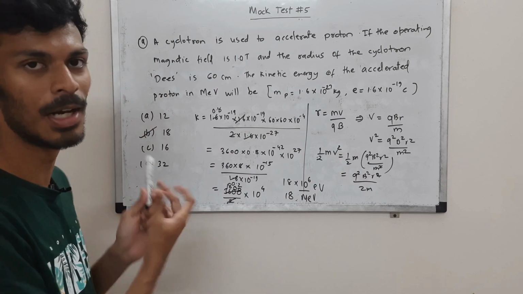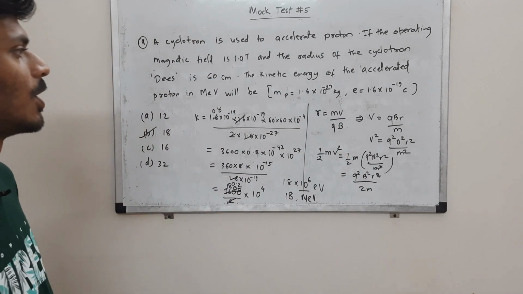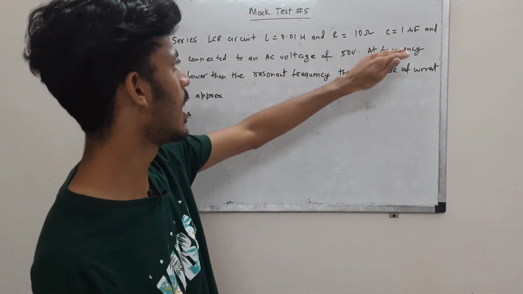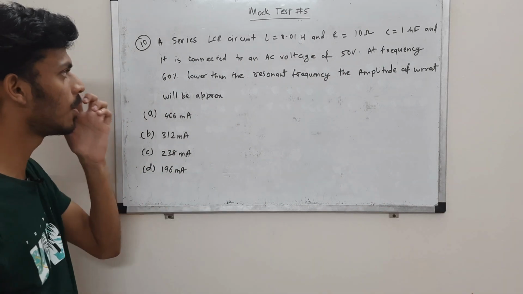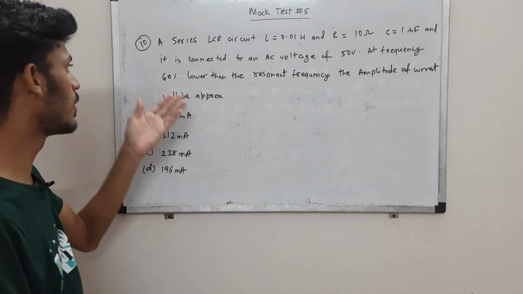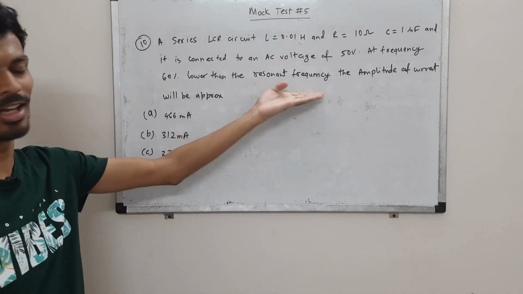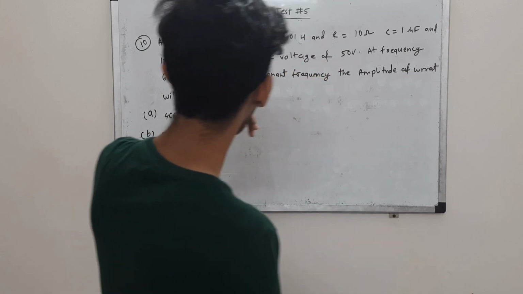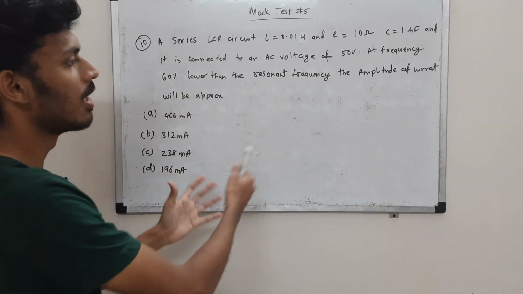A bit calculative, but you get the answer, right? So over to the next question. Number 10, here we have an LCR circuit. The values of L, R and C are given. It is connected to an AC voltage of 50 volts. It is operated at a frequency 60% lower than the resonant frequency. You are supposed to tell the amplitude of the current in this case.